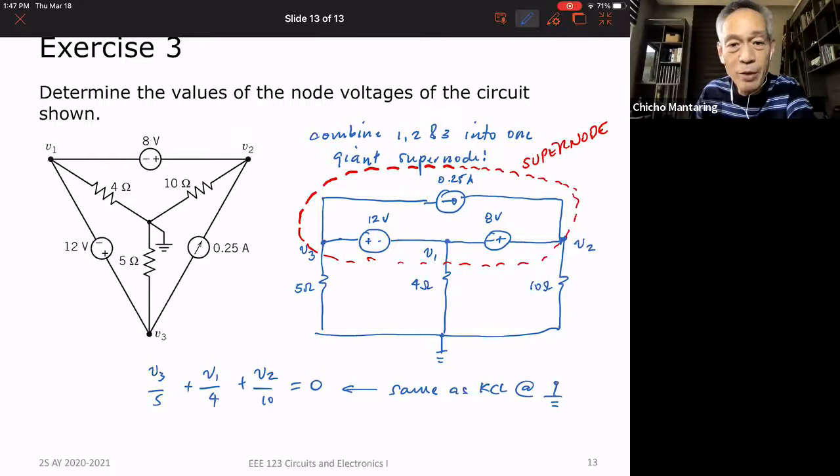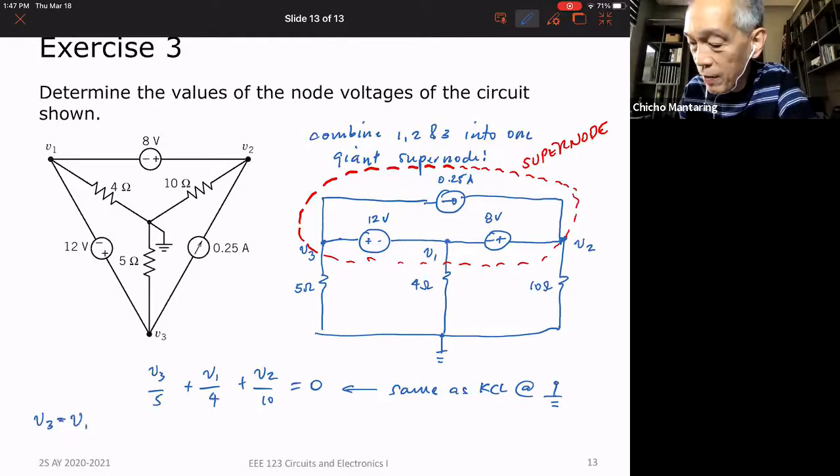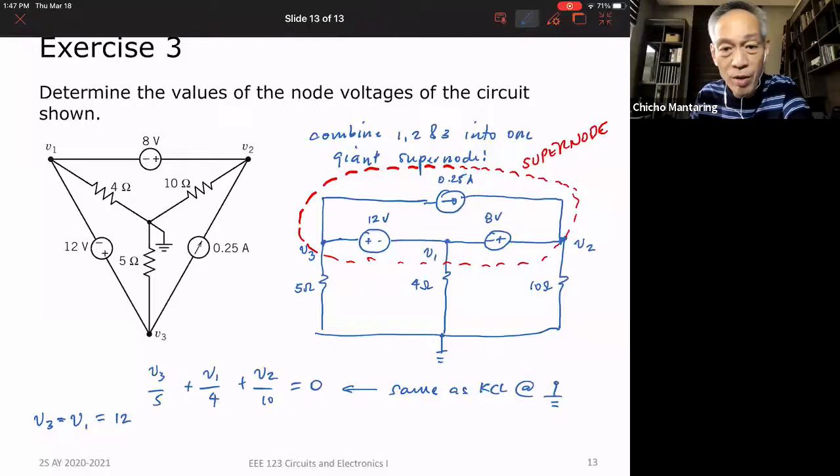No? Gamitin ko yung information sa circuit. What are my other two equations? Yeah, from the voltage sources, that's right, no? So first, V3, okay, somebody answered. V3 minus V1 is equal to 12. No? And then V2 minus V1 is equal to 8. That's right. No? V2 minus V1 is equal to 8. So I have my three equations.